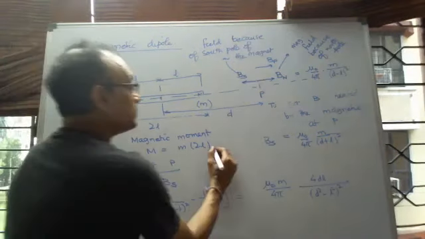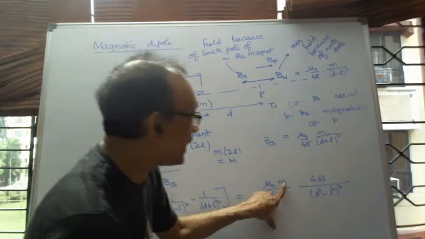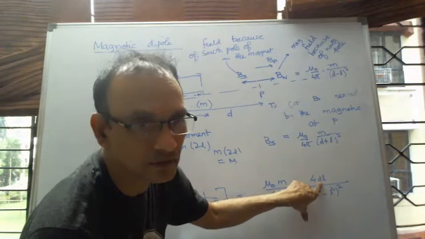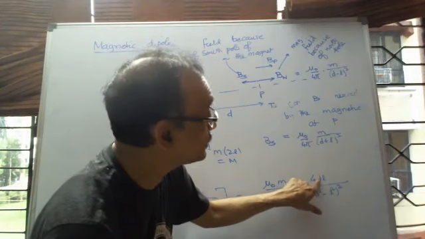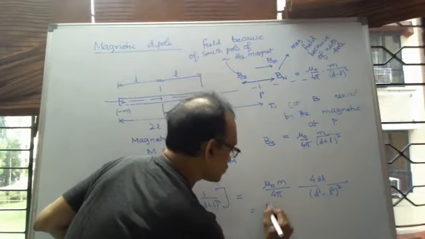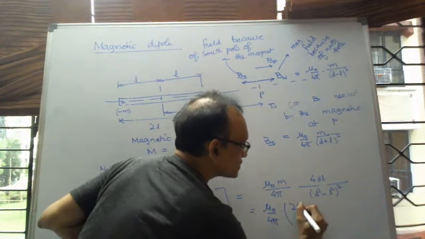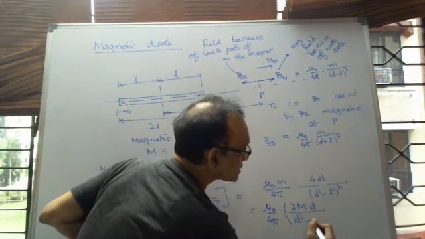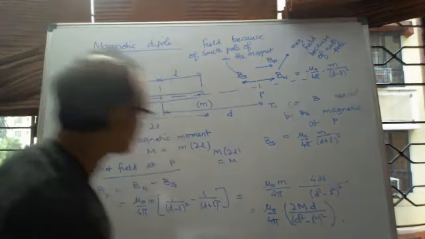Now, if M into 2L is the magnetic moment, then taking M into 2L gives the magnetic moment, so 2md will come here. Because M into 2L becomes capital M, the magnetic moment of this magnet, into d, so 2md. So mu naught by 4 pi, 2 times the magnetic moment, small m into 2l, into d, divided by d square minus l square whole square. Yes or no?